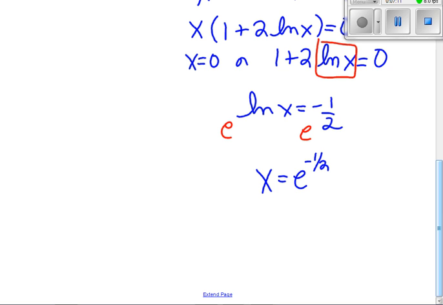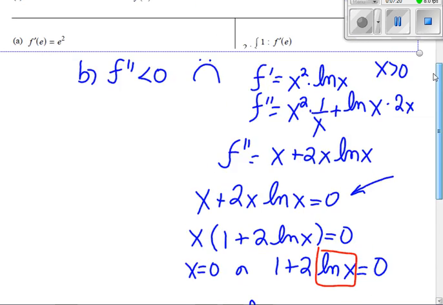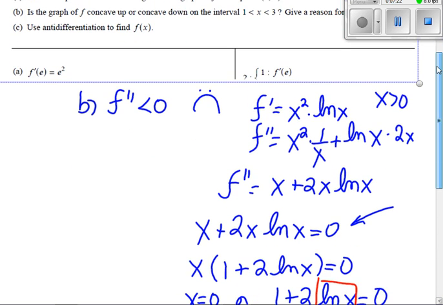Now that's the zero. So that's 1 over the square root of e. This is a non-calculator problem, so I'm going to have to know something. I know it's between what?